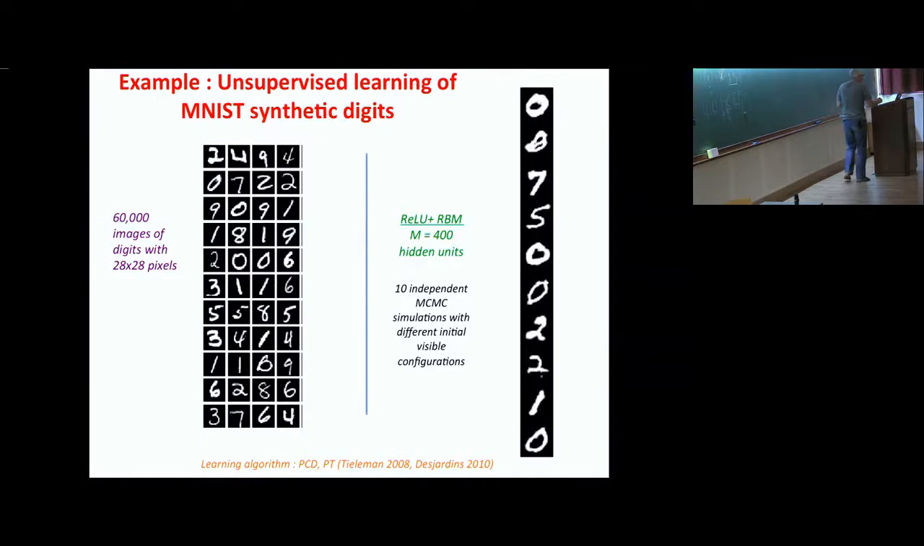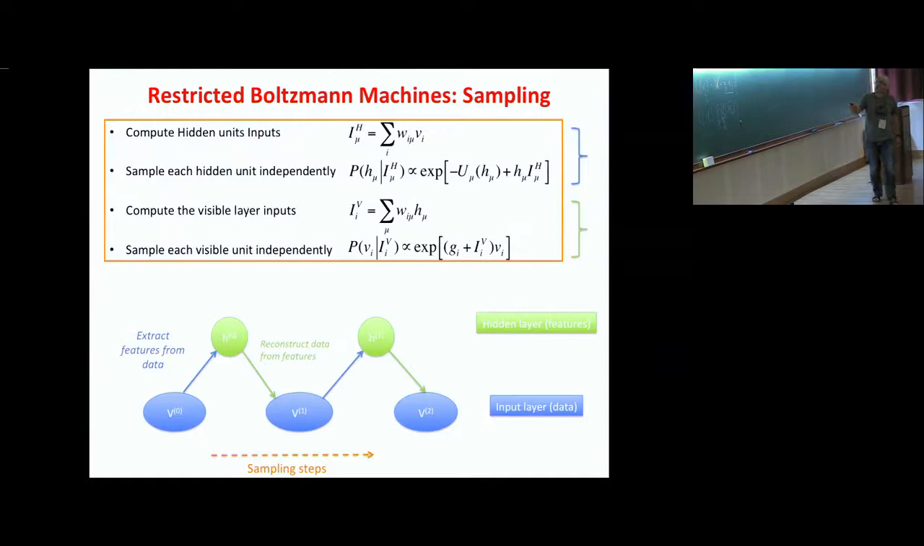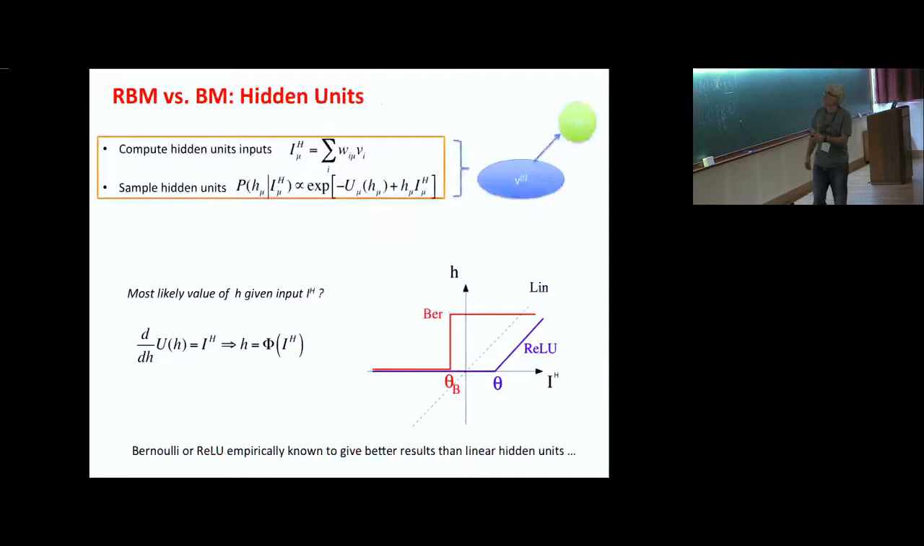Okay, so now, a crucial aspect of that is what kind of potential U of H you use. As I said, the natural choice would be something like that. Okay, so U of H, here, you can see what U of H is going to do, and this is related to the activation function I was talking about this morning.